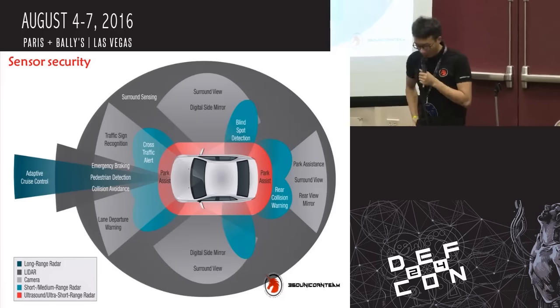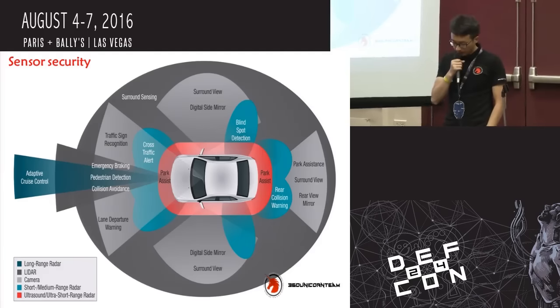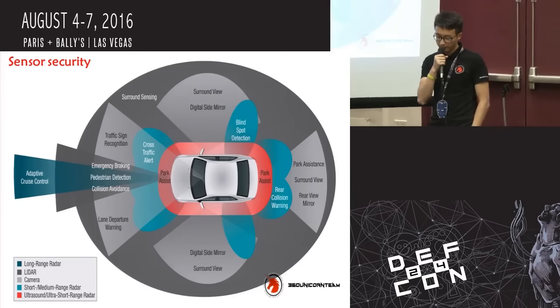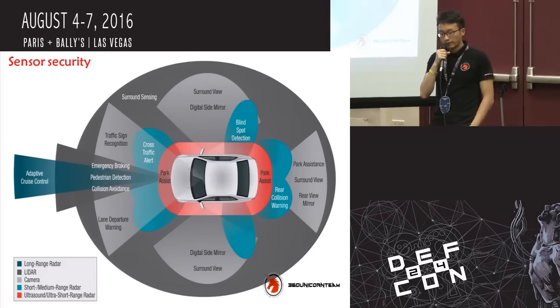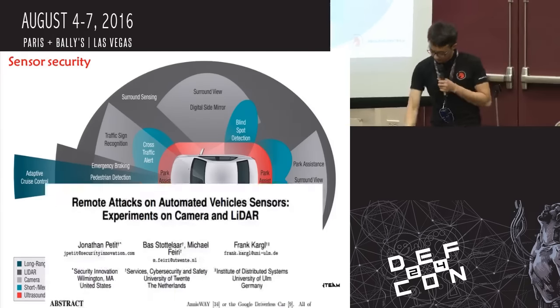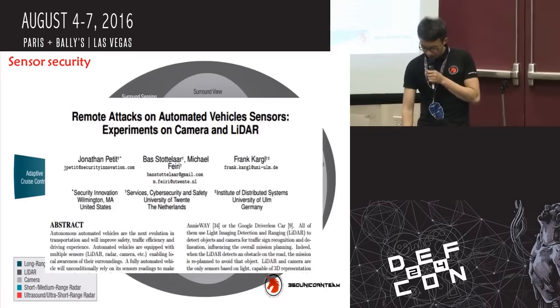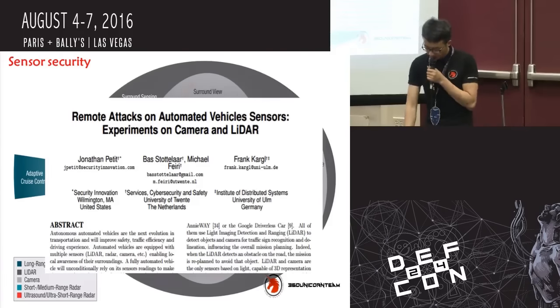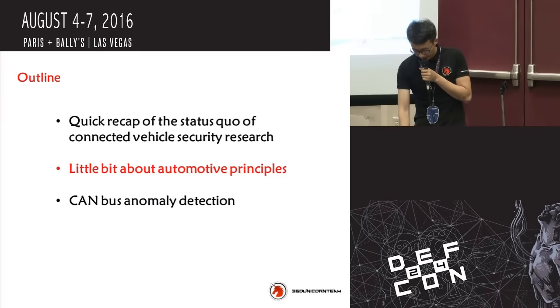Modern cars, especially with the ongoing development of autonomous vehicles, are facing various threats. For example, the sensor security that my colleague is going to talk about tomorrow: the LiDAR, ultrasonic sensors and the camera are all susceptible to hackers. This is last year's research by some researchers who did experiments on autonomous vehicle sensors. And there is GPS spoofing, also done by my teammate, where we can hijack the car's location capability.